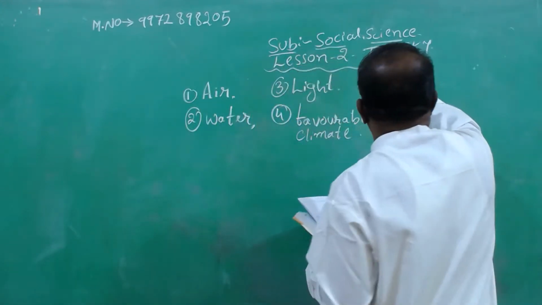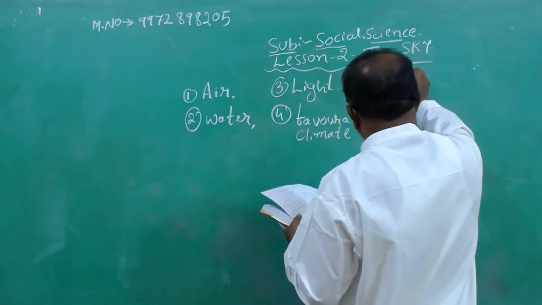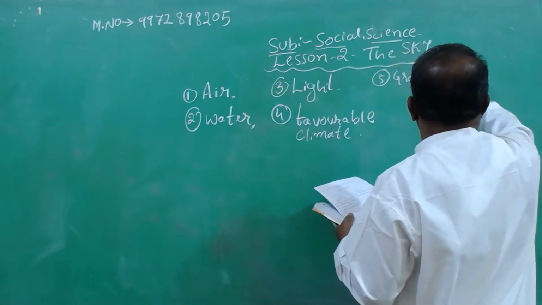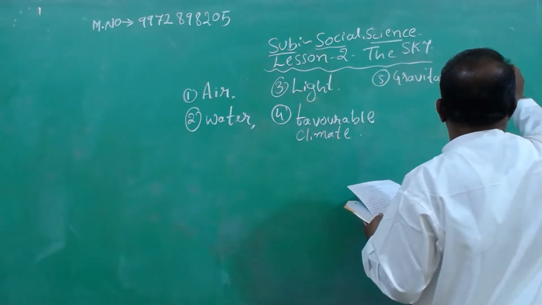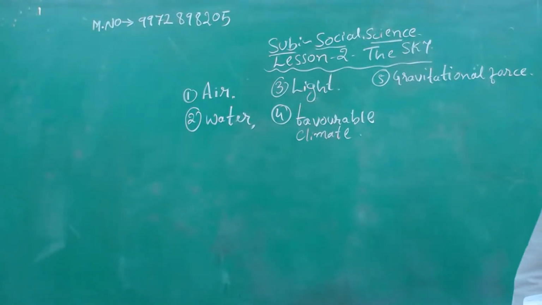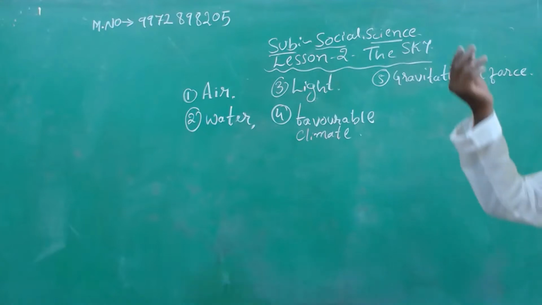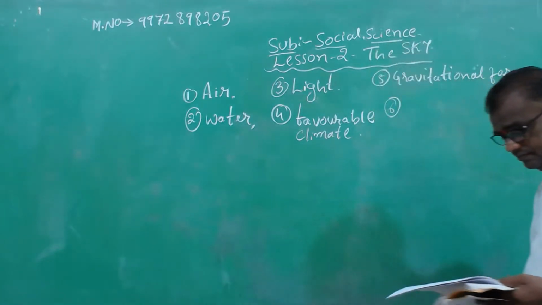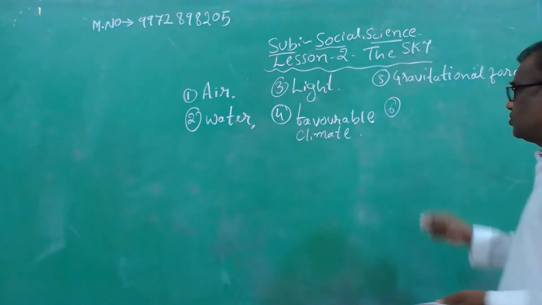Fifth one, gravitational force. What is gravitational force? Whatever things you throw into the sky or make fly in the air will come down because the Earth has gravitational force. And sixth one, variety of soil.